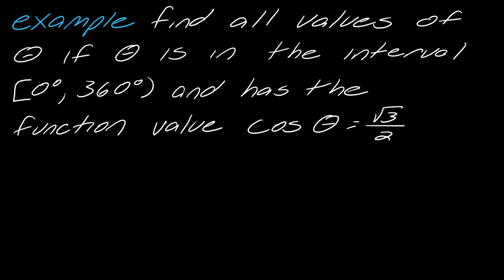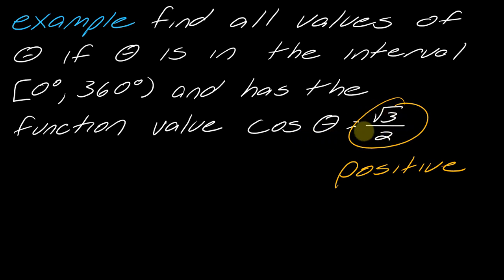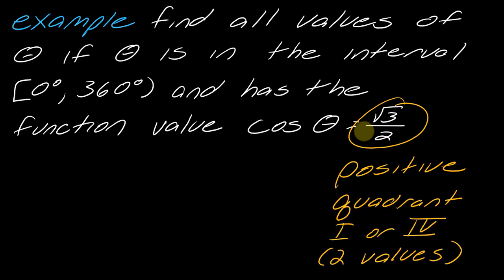So in this case, we're kind of reverse engineering the process. The first thing I want you to notice is that this value is positive. So what you want to think about here is, where will my values of cosine of theta be positive? That would happen when I think of All Students Take Calculus. That happens in either quadrants 1 or 4. So I'm looking for what values of theta will give me positive square root of 3/2. So there are going to be 2 values where this works.